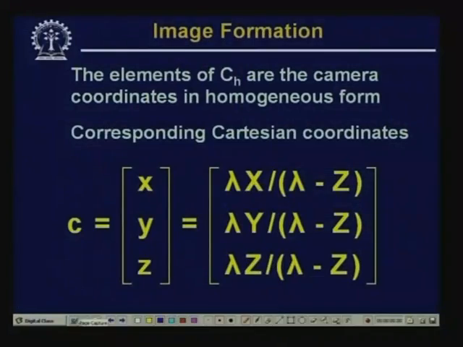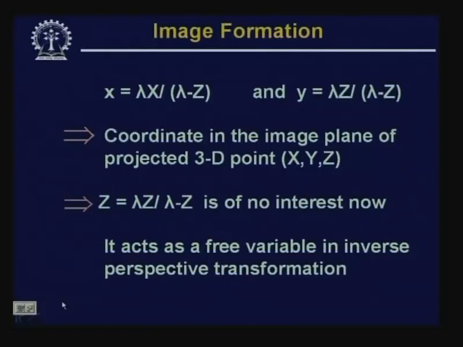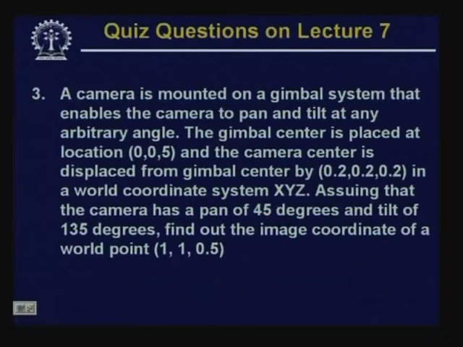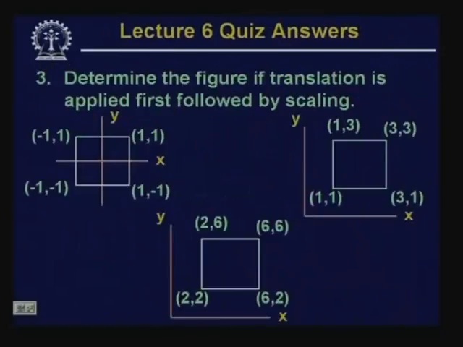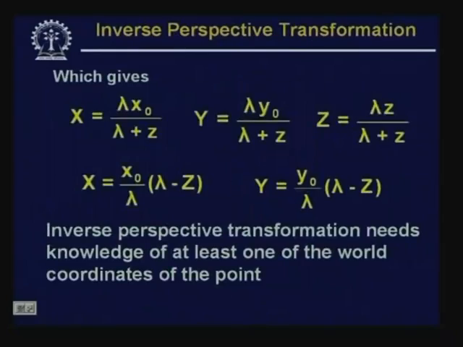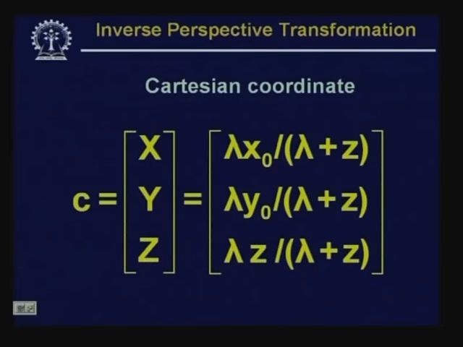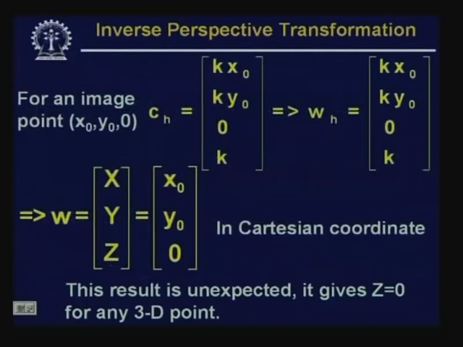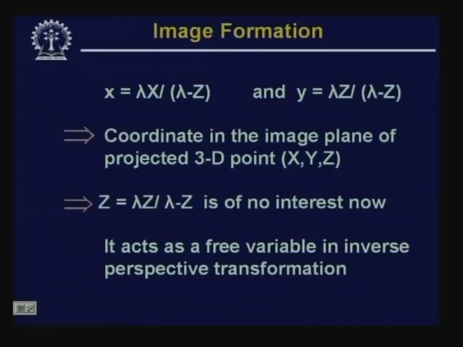So, this can be obtained by simple conversion, that if we find out the value of lowercase z with respect to lambda and capital Z, then after solving the same equations, we find that the image coordinate x and y in terms of the 3D coordinate capital X, capital Y and capital Z is given by x equal to lambda X divided by lambda minus capital Z, and image coordinate y equal to lambda times capital Y divided by lambda minus capital Z.